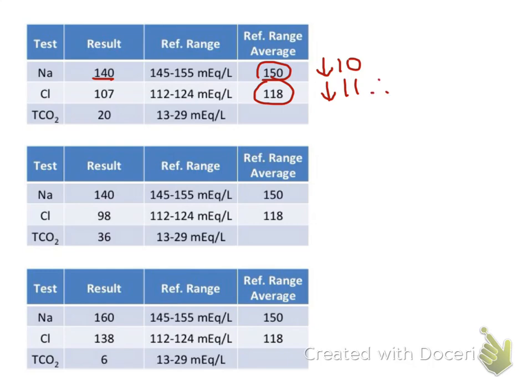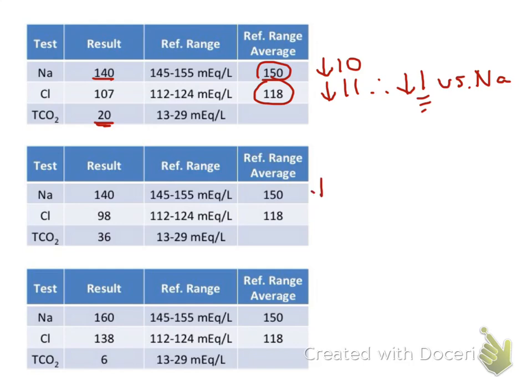Therefore, chloride is decreased 1 unit relative to sodium. And normally, chloride changes within 3 units. So this 1 unit is acceptable. So in this case, chloride is following sodium and there is no acid-base disturbance, and this is supported by the normal TCO2 result.